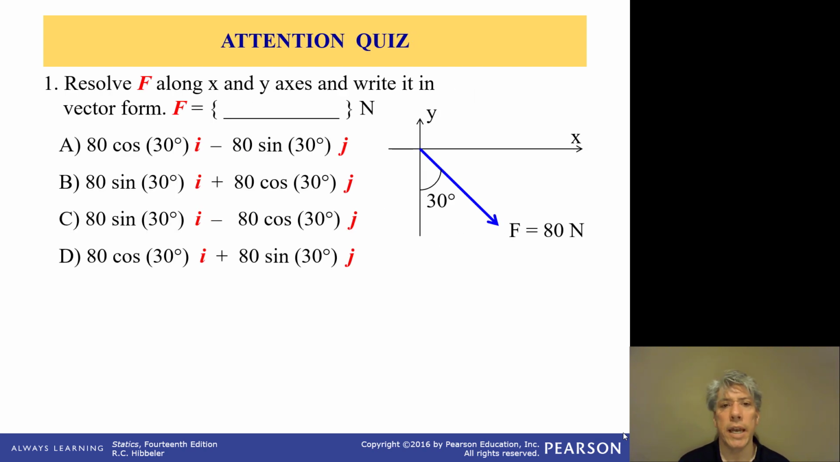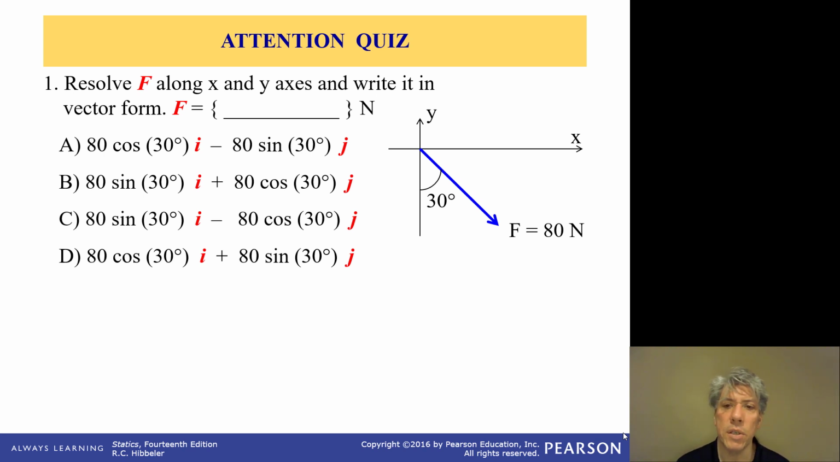Resolve f along x and y axes and write it in vector form. Well, let's just look at f. It's 80 newtons, and it has obviously a positive horizontal component. It has a negative vertical component. One of the problems that I encounter is that students often think that cosine always goes with the horizontal direction and sine always goes with the vertical direction. But that's not the case. That only works when you're measuring the angle relative to the horizontal axis. Notice that the 30-degree angle here is being measured relative to the vertical axis.